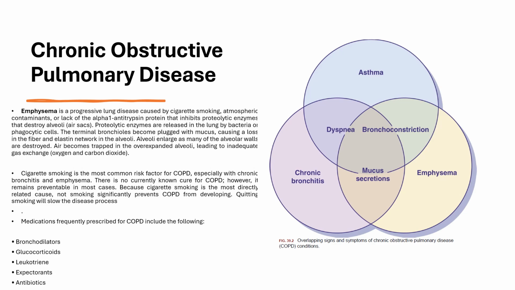Now, cigarette smoking is the most common risk factor for chronic obstructive pulmonary disease, especially with chronic bronchitis and emphysema. There is no current known cure for COPD. However, it remains preventable in most cases. Because cigarette smoking is the most directly related cause, not smoking significantly prevents COPD from developing. Quitting smoking will slow the disease process, but not completely stop it.